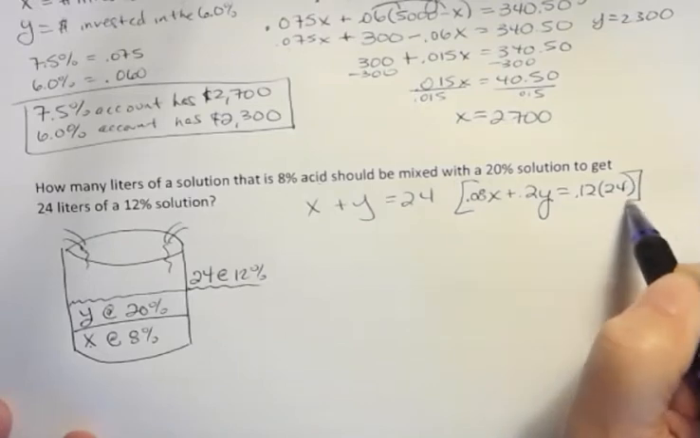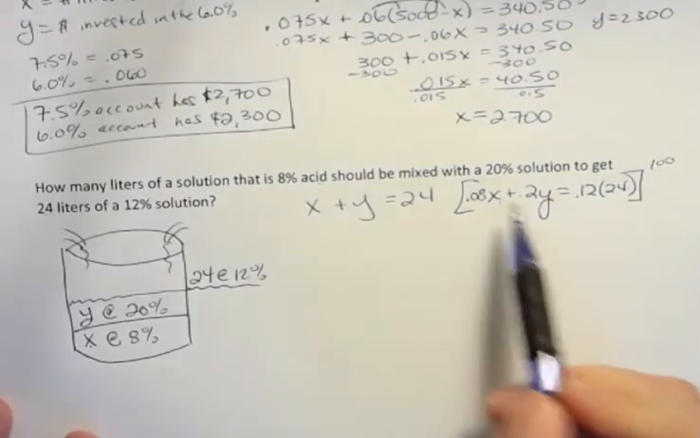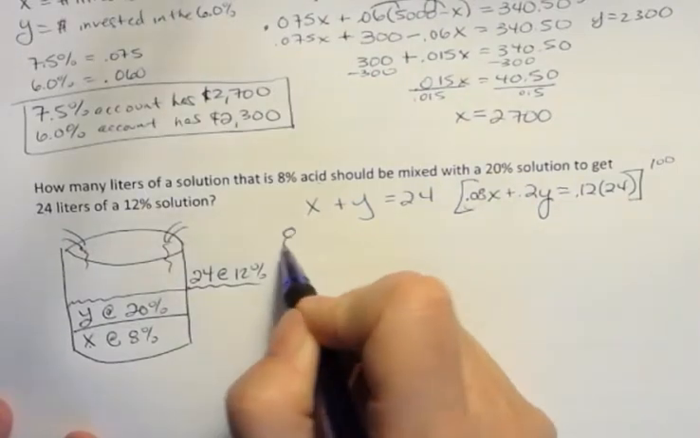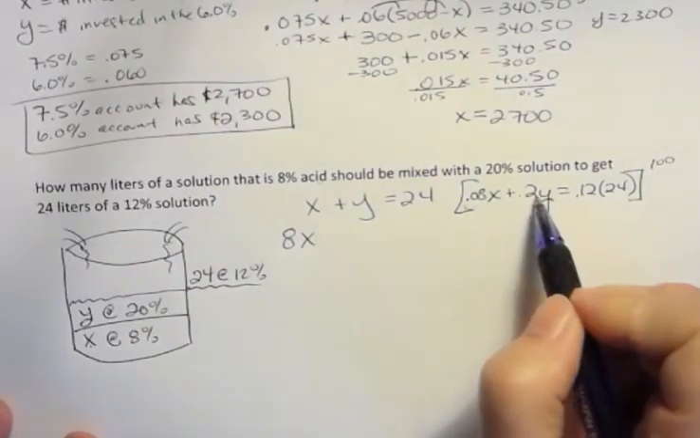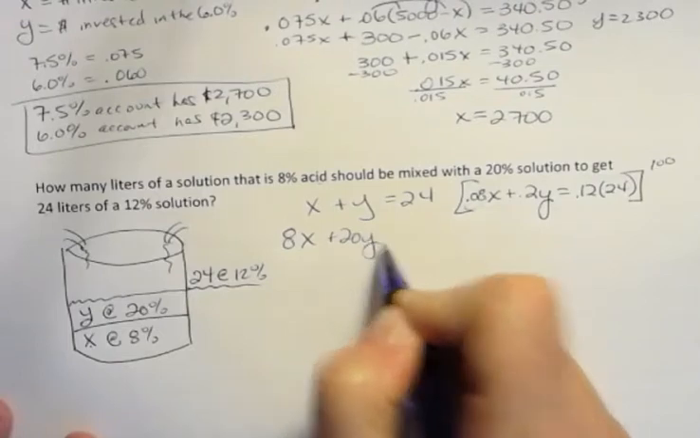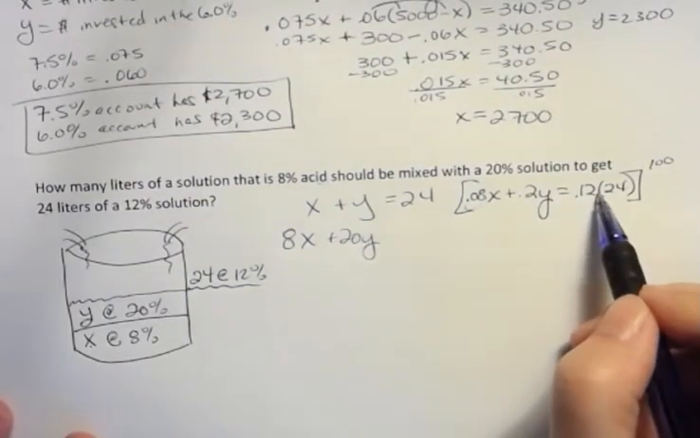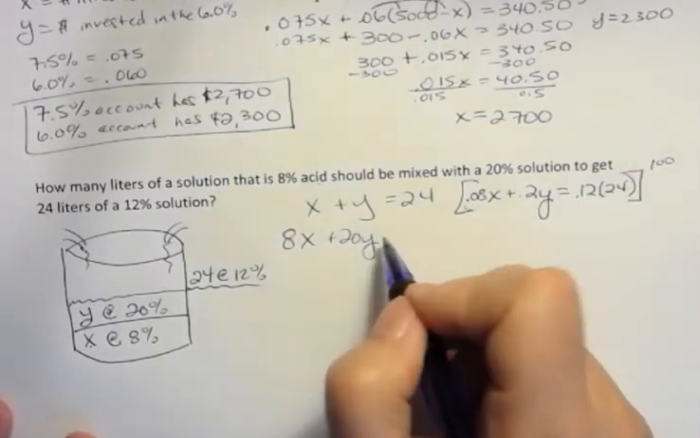I wrote it over here for now because I'm going to multiply this whole thing by 100. Why would I do that? Well, I want to get rid of the decimals. So I'm going to move that over twice, and that's going to give me 8x. I'm going to move this over twice, and that's going to give me 20y. And I'm going to move this over twice, and that's going to give me 12 times 24, which is 288.